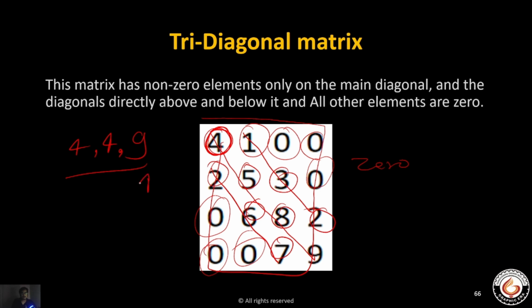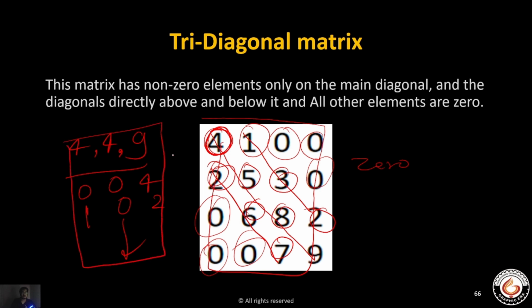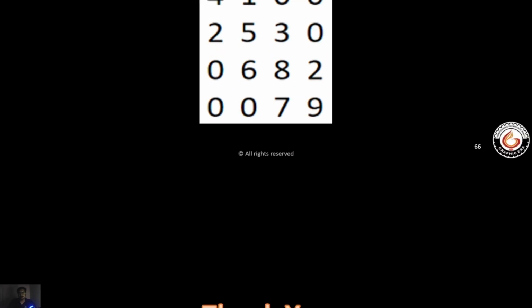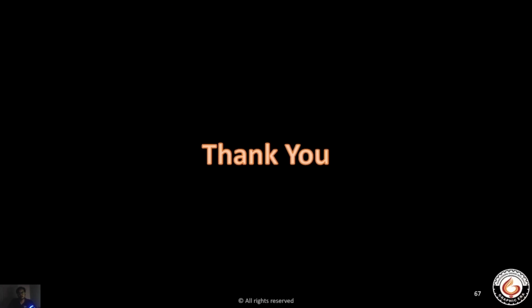And in the next rows we will store their location with the data. 4, where it is at 0 comma 0, and where 2 is, it is at 1 comma 0 and the value is 2, and so on. And that is the form we store in the storage. Okay, and this was it for our second unit, and thank you.